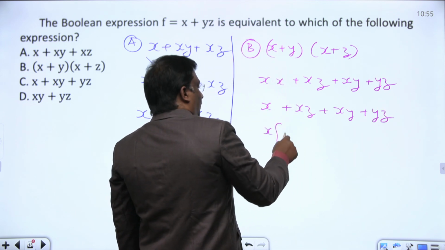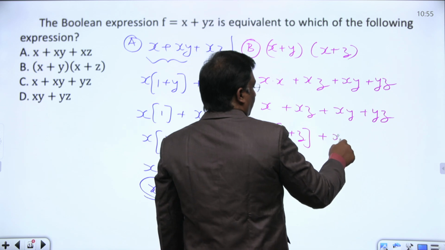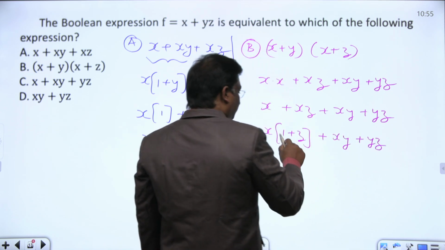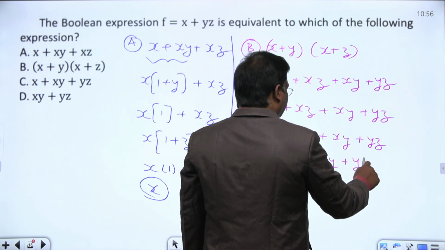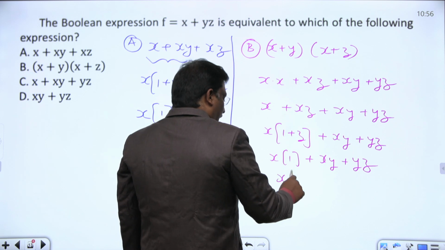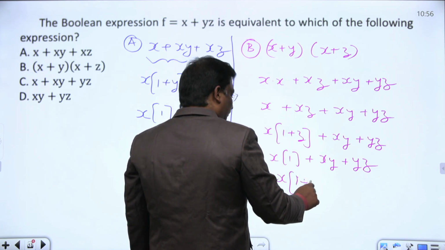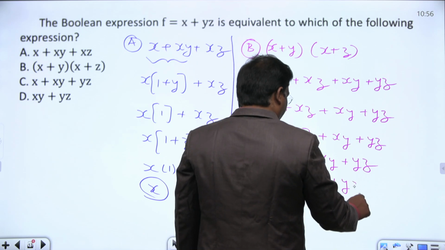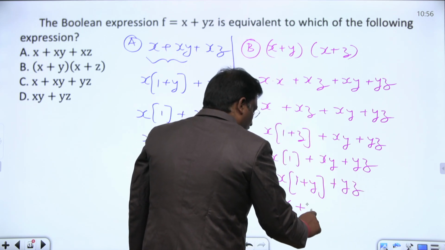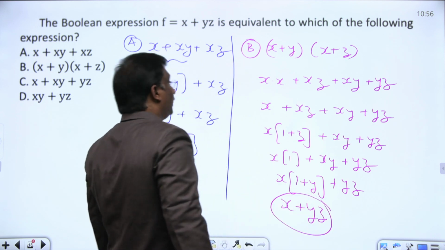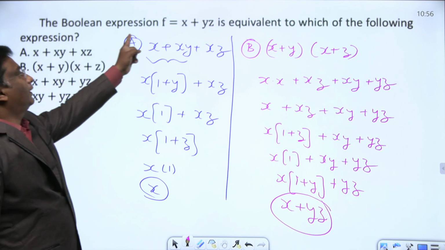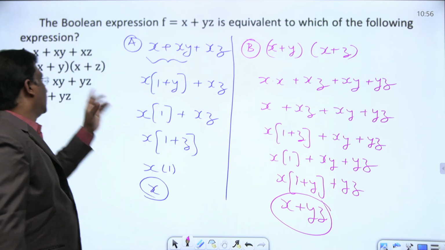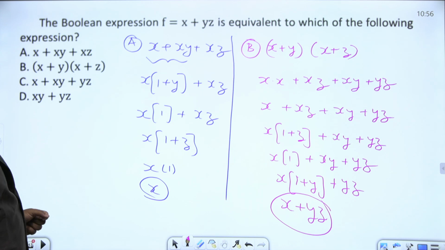If I take x common here, 1 plus z, plus xy plus yz. Anything added to 1 is nothing but 1, so x plus xy plus yz. Here if I take x common, 1 plus y, plus yz. Again this is x plus yz. The second gives the relation x plus yz. The question asks which of the following expressions is equivalent to the Boolean expression. This is an MSQ question.